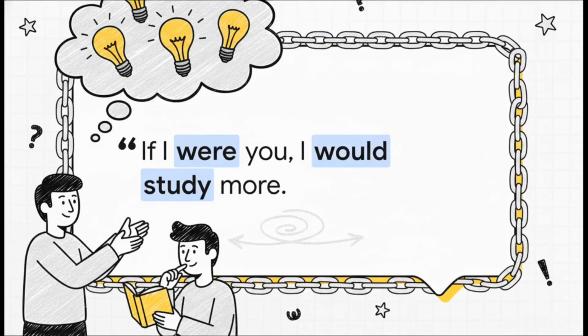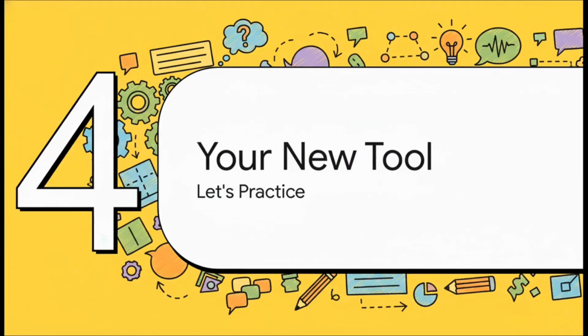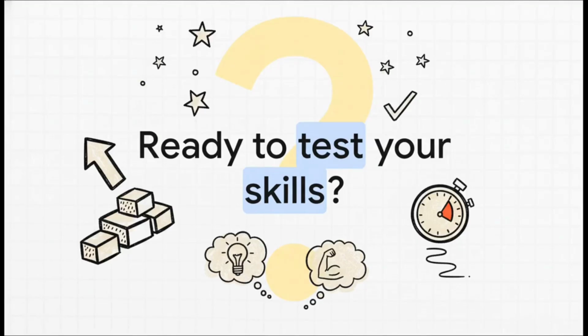And finally, giving advice. Honestly, this one is a game changer. Starting a sentence with, if I were you, is such a polite and really effective way to give someone your opinion. You're not ordering them around, you're just imagining yourself in their shoes. Seriously, remember this phrase. So, you've seen the structure, you've seen the uses, now it's time to actually put your new tool into practice. All right, enough talk. You learn by doing, right? So let's put your new knowledge to the test with a couple of quick challenges.